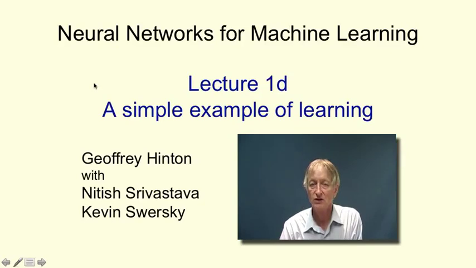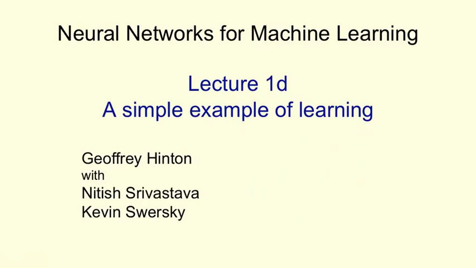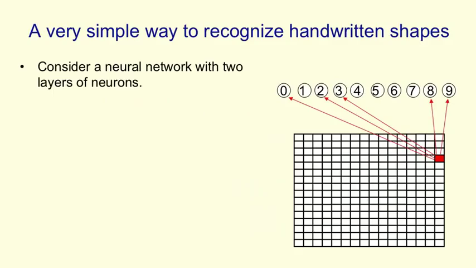In this video, I'm going to show you an example of machine learning. It's a very simple kind of neural net, and it's going to be learning to recognize digits. And you're going to be able to see how the weights evolve as we run a very simple learning algorithm. So we're going to look at a very simple learning algorithm for training a very simple network to recognize handwritten shapes. The network only has two layers of neurons.